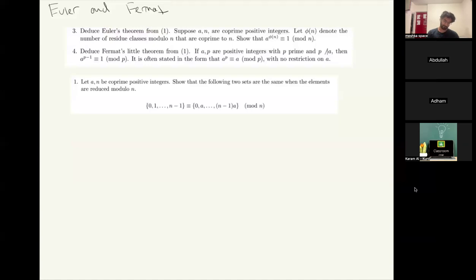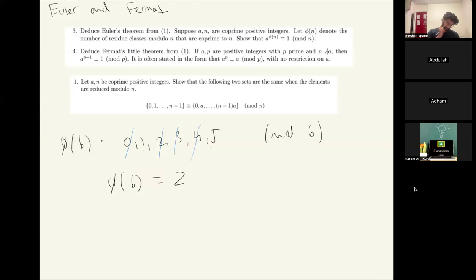And then we define phi of n, the totient function. The totient function, probably you have seen it before, counts the number of residue classes that are coprime to n. So what is phi of 6? For phi of 6, I write down the residue classes mod 6, and I see which ones are coprime to 6. In this case, I throw out 0, 2, 3, and 4, because they share a common factor. I'm left with 1 and 5. So phi of 6 equals 2. Okay, so that's what phi is.